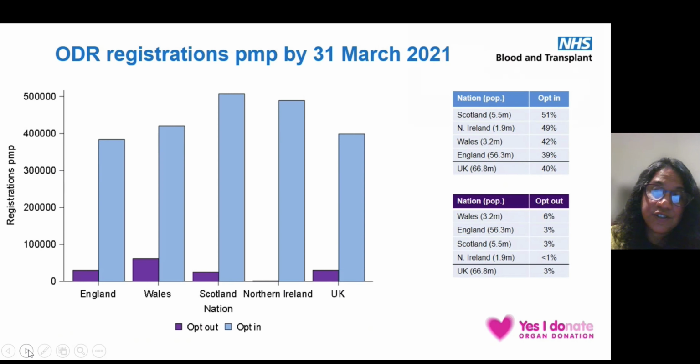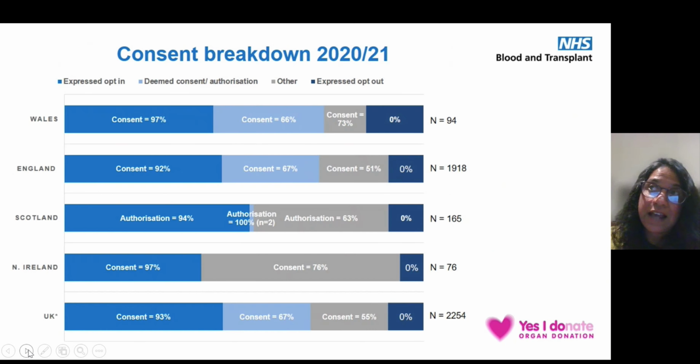Organ donor registrations in Scotland are high at 51%. The opt-out in Wales is 6%, but in Scotland it's about 3%. And if you look at consent or authorization for donations, then expressed opt-in, which is the blue horizontal bars, is the most important in securing the family's support.